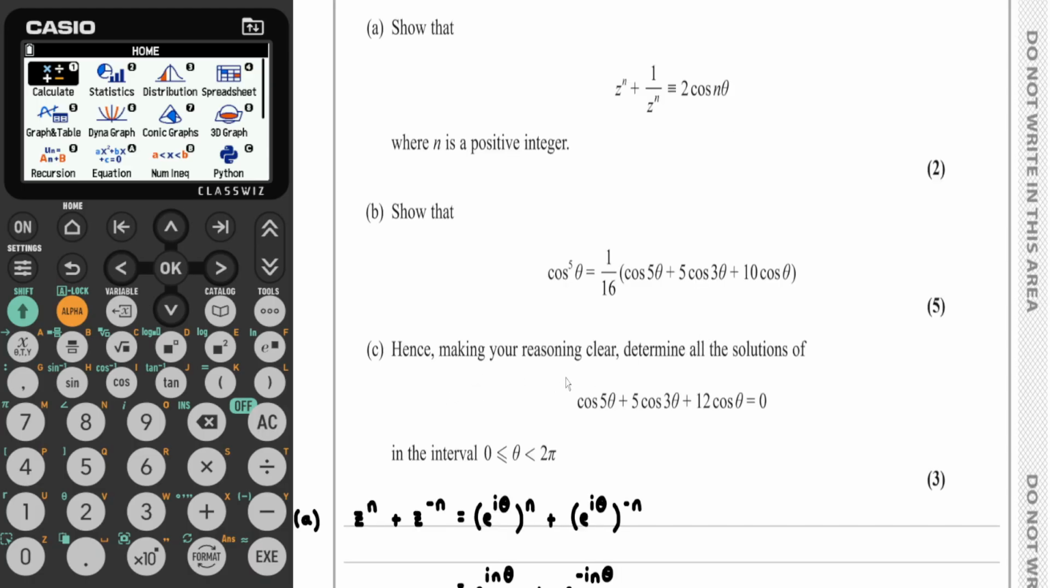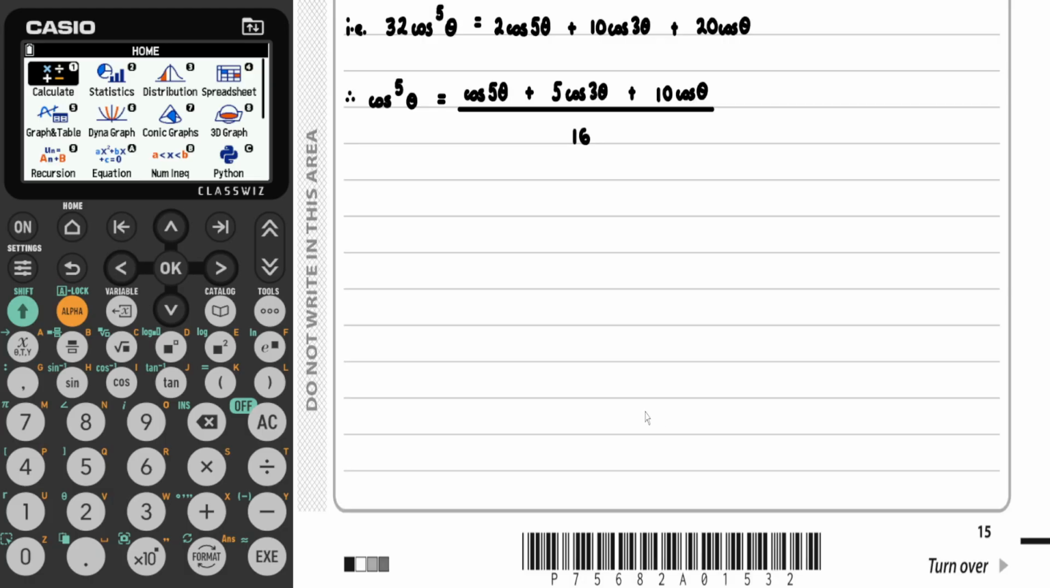Part C. Hence, make your reasoning clear. Determine all the solutions of cos 5 theta plus 5 cos 3 theta plus 12 cos theta equals 0 in the interval 0 to 2 pi.